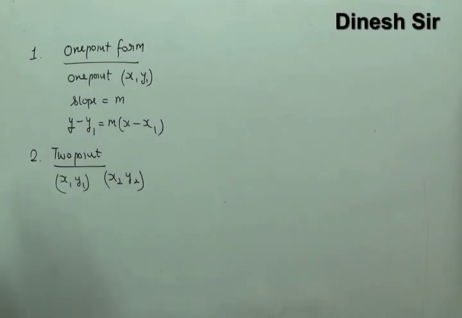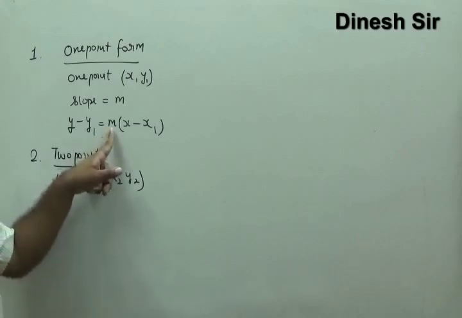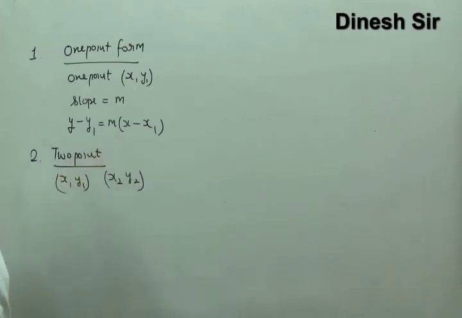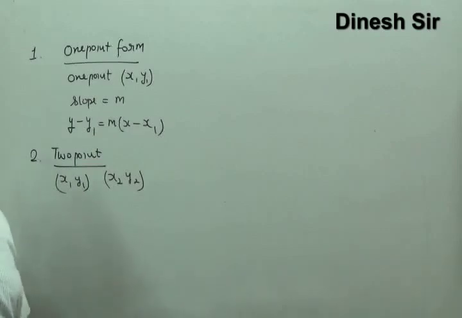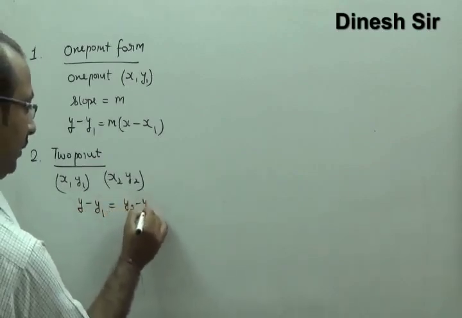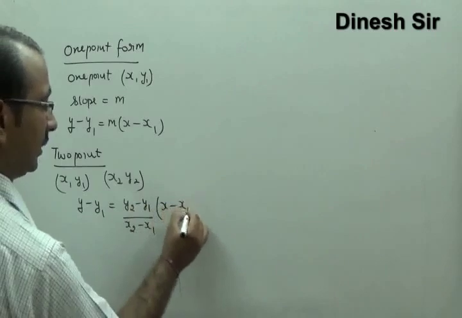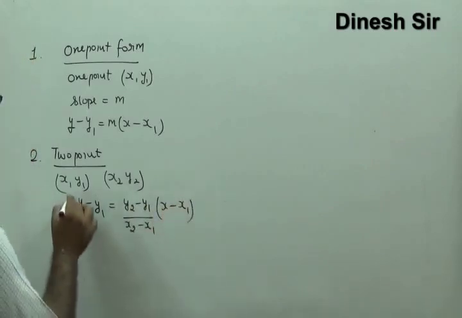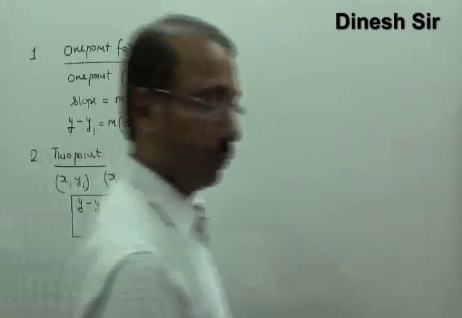In that, if you have to find the equation of the line, this formula will be applied, but in order to find m, you apply y2 minus y1 upon x2 minus x1. One thing you have to take care of: the x1, y1 you use here, the same x1, y1 you have to use in order to find the slope. So you may take it as y minus y1 equal to y2 minus y1 upon x2 minus x1, into x minus x1. That would be converted into the equation of x and y, and that is said to be 2-point form.